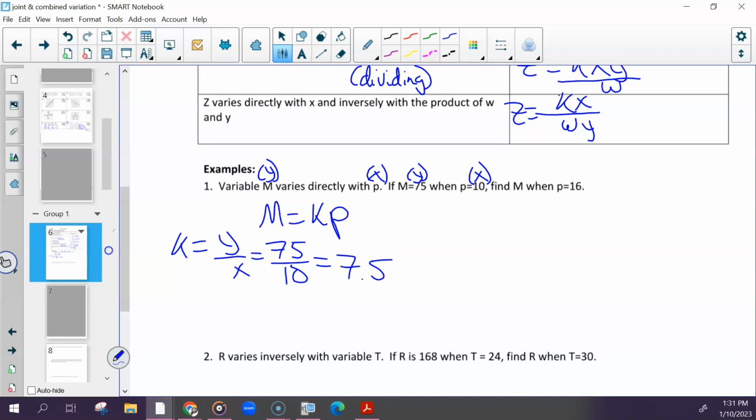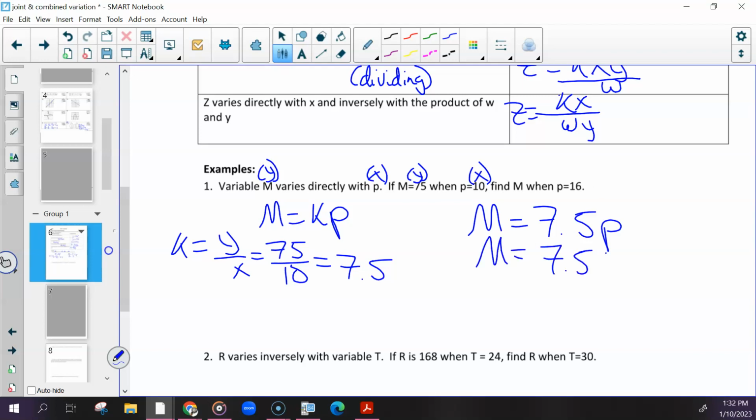Just like before, take your k value, put it into your equation that you have. So m equals 7.5p. Look at what you're given and what you need to solve for. Here we need to find m when p is 16. So put 16 in for p, and figure out what m is.